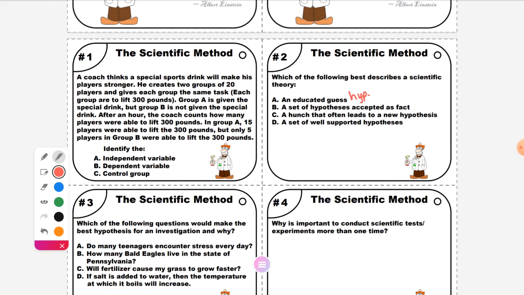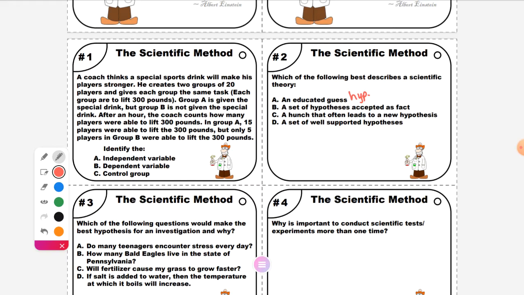B says, a set of hypotheses accepted as fact. Thank you. You're welcome. What do you think about that one? Is that a maybe? Possibly. Okay, let's say C, a hunch that often leads to a new hypothesis.